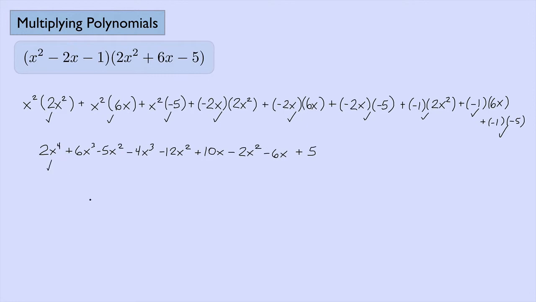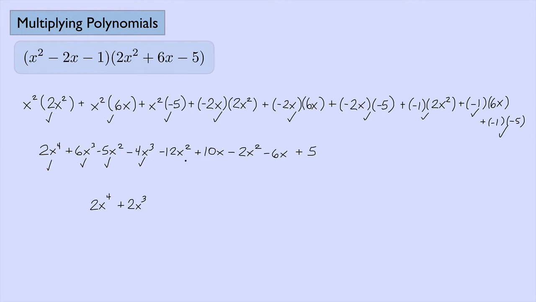So I have a 2x to the fourth. That doesn't combine with anything else, so that'll just stay there. Now let's look at all the x cubes. I have a 6x cubed and negative 4x cubed. So 6 minus 4, that'll be 2. So I have a 2x cubed.